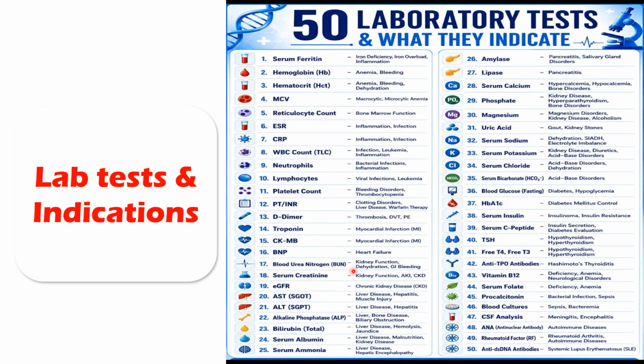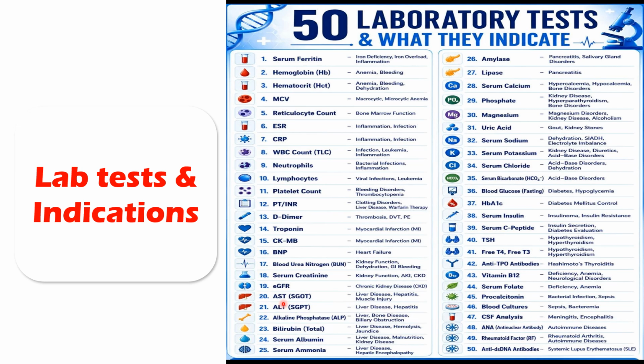Blood urea nitrogen or BUN. It is done to assess kidney function, then dehydration, GI bleeding. Serum creatinine in case of kidney function, then acute kidney injury and chronic kidney disease. EGFR or glomerular filtration rate to assess in case of chronic kidney disease.